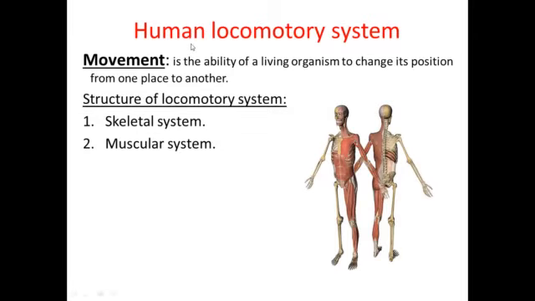Today we are going to talk about the human locomotory system. But first, let's remember that any living organism is characterized by doing some vital processes like feeding, digestion of food, breathing, respiration, movement, sensation, reproduction, and so on. But first, let's talk about movement. What is movement? Movement is the ability to change the location or the position of a living organism from one place to another. But how can any living organism change its place, or how can it move?